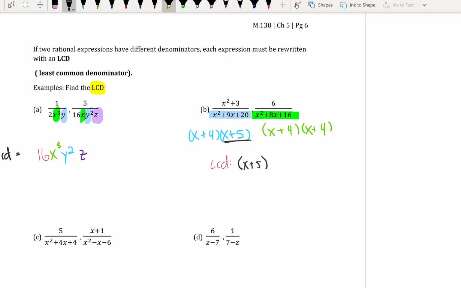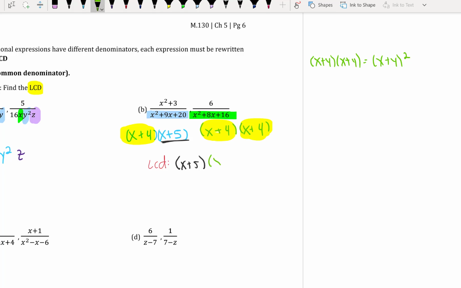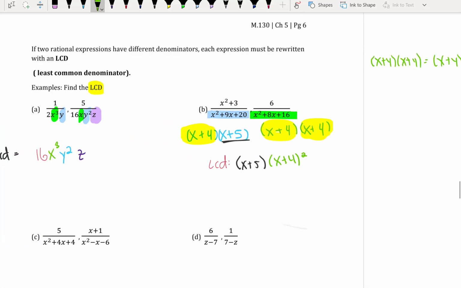Now, this is where it gets, I think, students a little bit of trouble. I have 1 x plus 4 here. I have 1 in that green fraction, but I actually have 2. And remember, you want the one with the biggest exponent. So hopefully you remember that x plus 4 times x plus 4 is really just x plus 4 squared. So I know that my denominator is going to have an x plus 4 squared in it, okay? It's the one with the biggest exponent. There's 2 of them.